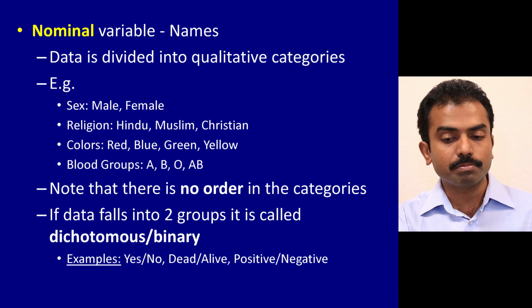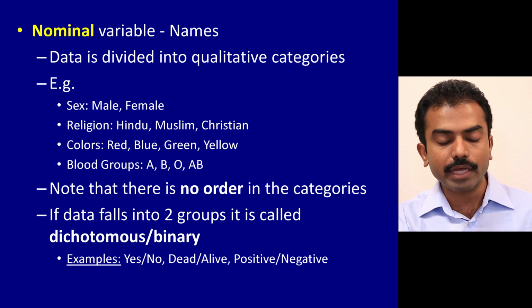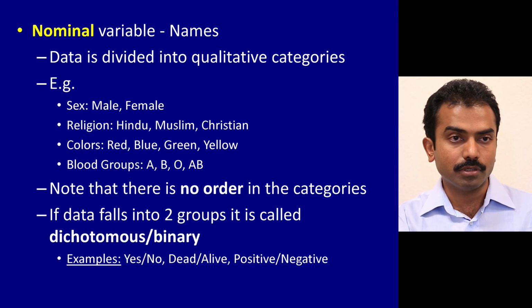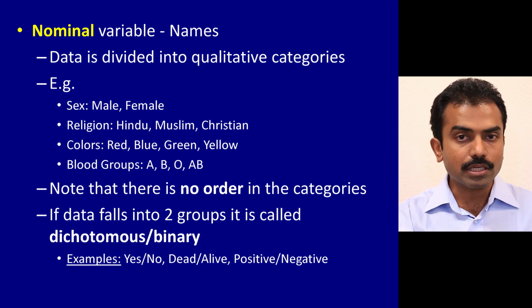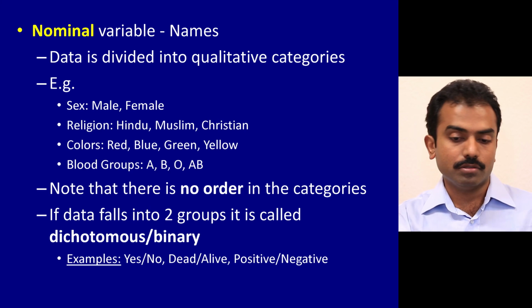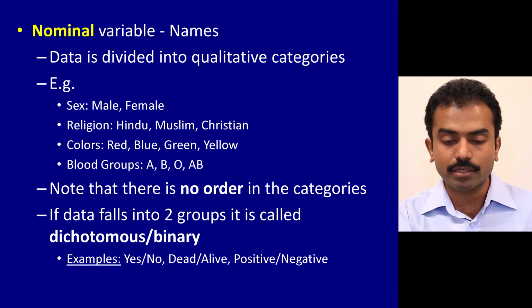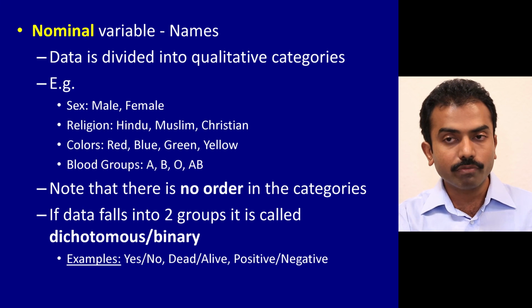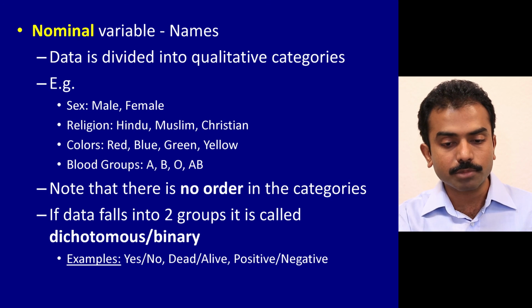Please note that there is no order in these categories. And one of the special categories under nominal variable is if the data falls into 2 groups only. That means if it has only 2 categories, then it is called a binary variable or a dichotomous variable. For example, there can be several situations when either you have the disease or you don't have the disease, or somebody is dead or alive, or some test result is either positive or negative. So when you have only 2 possible categories, then we call it a dichotomous variable or a binary variable.